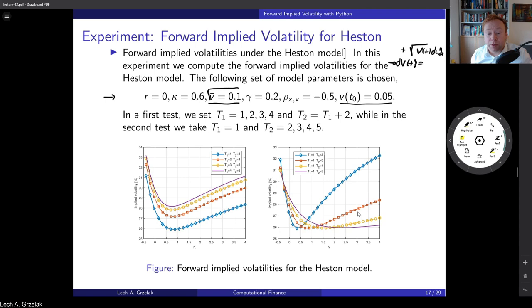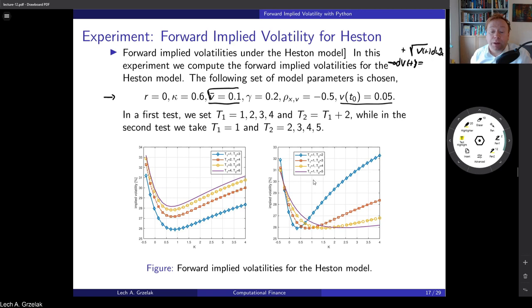So here is the experiment for that. If we have T1 equal to 1 and T2 equal to 2, so it's a 1 year distance between the two, we see the volatility is much more peaked. And the longer the distance, the wider and smoother it becomes. The implied volatility becomes flatter, essentially. It's very much peaked for short maturities and a short distance between T1 and T2. But for a longer distance, you can see there's some skew, but it's no longer a smile. It kind of flattens out.